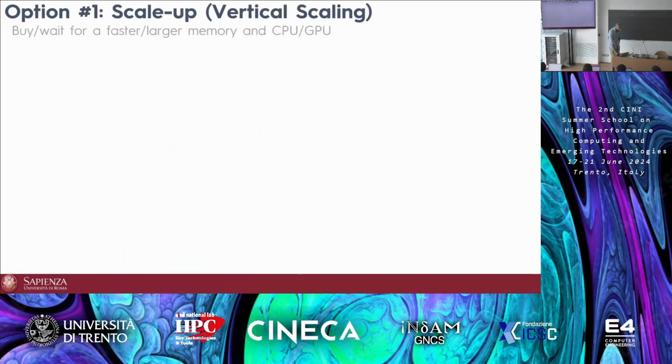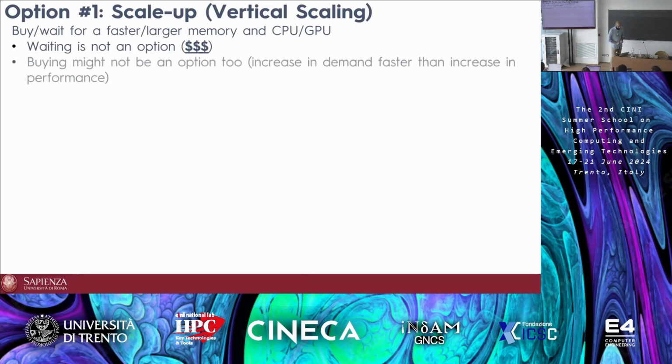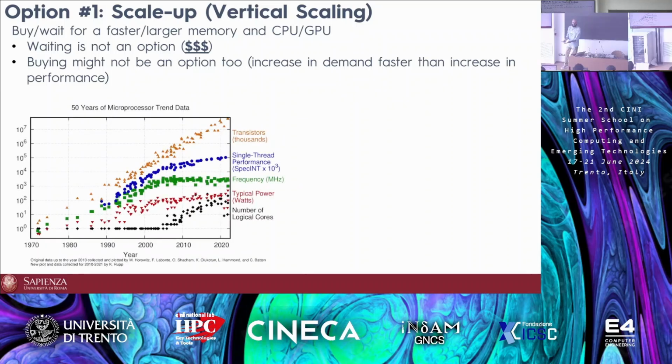So how do we keep up with that? The first option is what is called scale up or vertical scaling, which is the one that doesn't work. We already said that, which means that you just buy bigger GPUs, bigger CPUs, larger memory, but that's only going to help in a limited way. Of course you cannot wait for a faster GPU to come out, because there are companies doing business with that. If you just wait for a couple of years, you will be out of the market. So that's not an option. And as I was mentioning before, there is this gap between how much computing power you need and how much computing power you can buy.